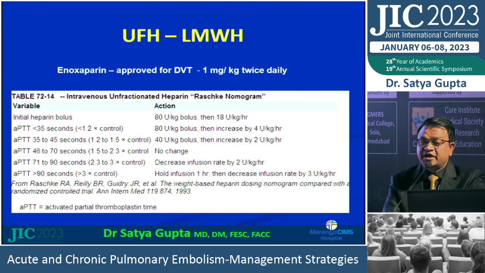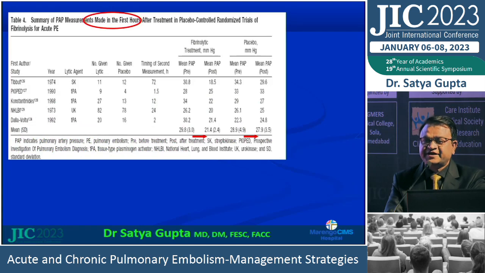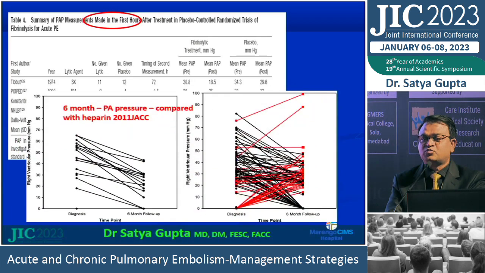And if you want to give low molecular weight heparin, give it in the proper dose. What I have seen is that patients are treated half-heartedly. They don't give the full dose of low molecular weight heparin. The ideal dose of LMWH is 1 milligram per kilogram twice daily. So if at all you are giving it, give the proper and full dose. And the data has suggested that in those patients who underwent thrombolysis, the PA pressure drops significantly.